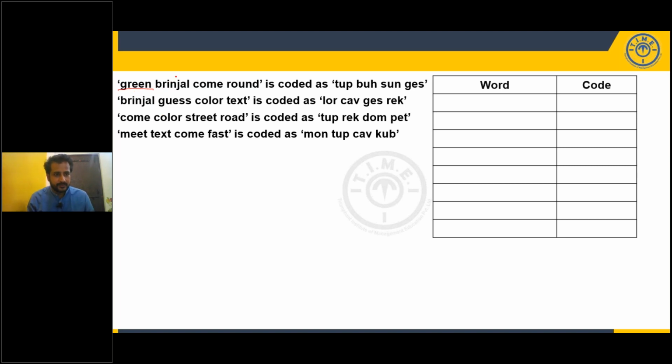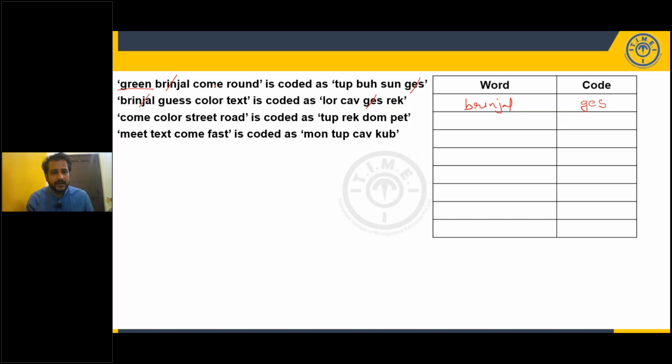Brinjal, yes. In statement one and statement two, I have the term brinjal common. So let us identify the code for brinjal. What is the common code in these two? GES. So the code for brinjal is GES. This is how we can find. Okay, now what is the next?